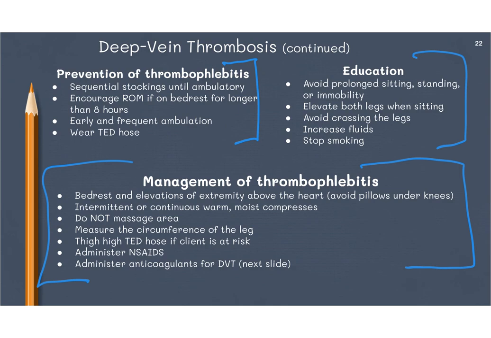We keep them on bed rest, okay, with the extremity above the heart. And we're going to alternate warm, moist compresses, but we're not going to massage the area. All right, we don't want to dislodge anything. Part of our care can also be to measure the circumference of the area, because that will help us establish if things are getting bigger or smaller. And then we can have them wearing TED hose if they're at risk. Administering NSAIDs will help with the pain, and anticoagulants as well, which is on our next slide.